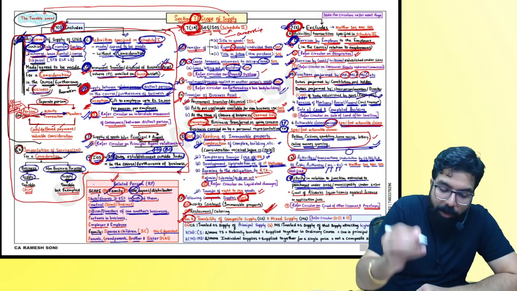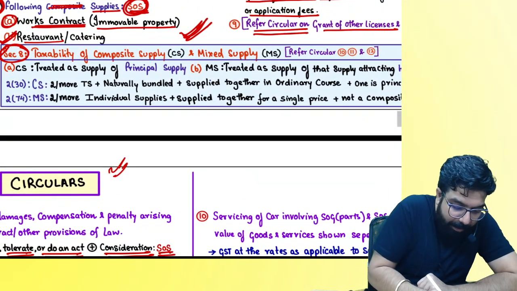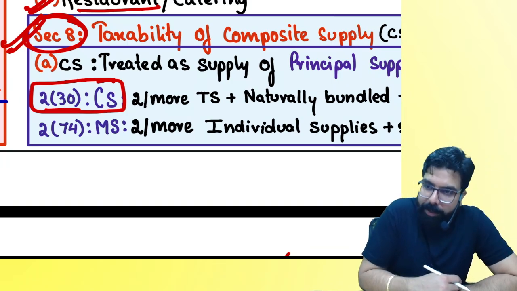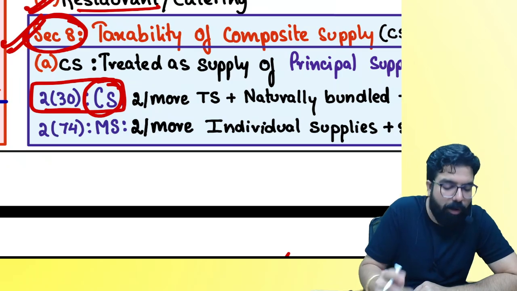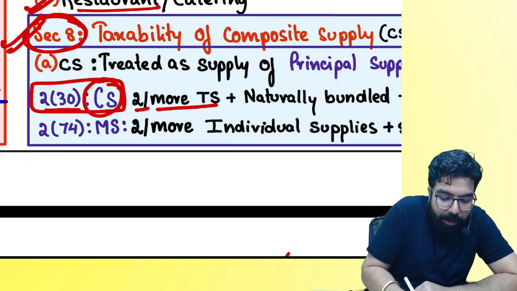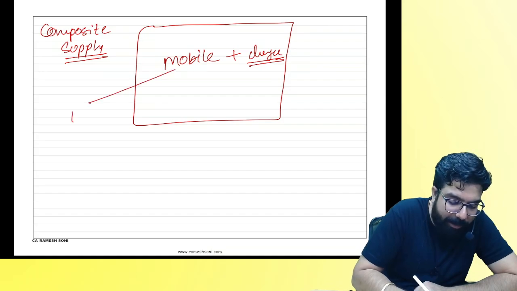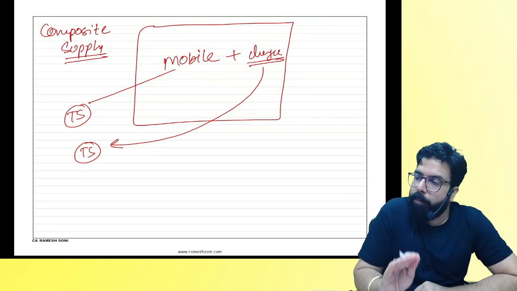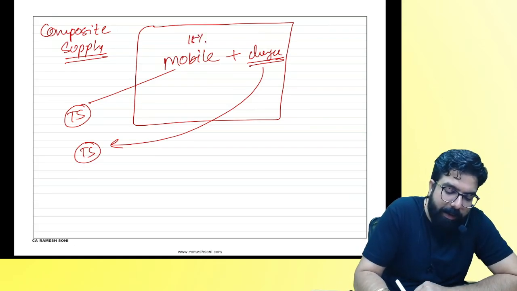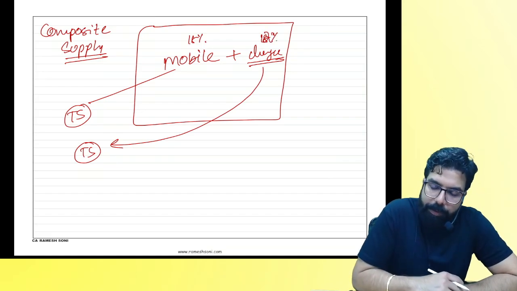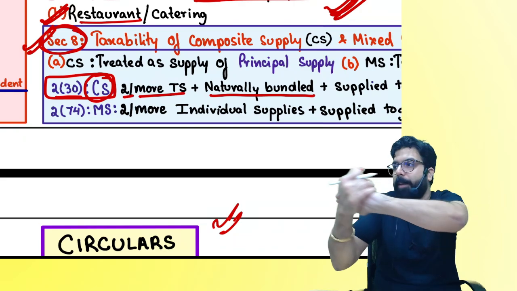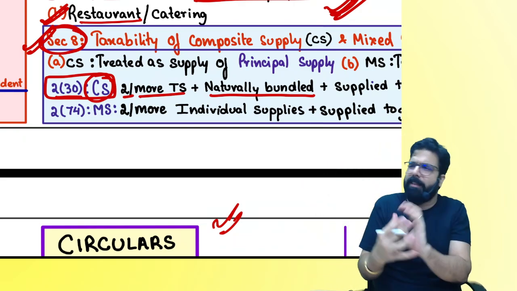So the definition of composite supply is given in section 2 clause 30. You don't have to remember the clause, you have to remember what a composite supply is. It means 2 or more taxable supplies. Tell me one thing, is mobile a taxable supply? Is a charger also a taxable supply? The rate of GST on mobile is 18%, the rate of GST on charger is supposedly 12%. Okay, everyone, are both taxable supplies? Next, they are naturally bundled together. Is it a natural bundle?